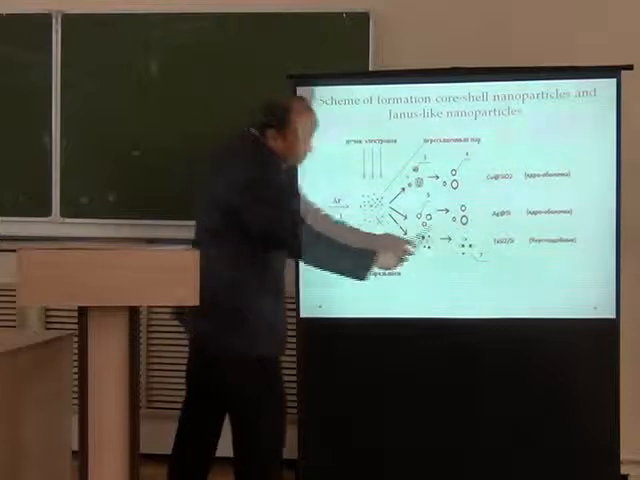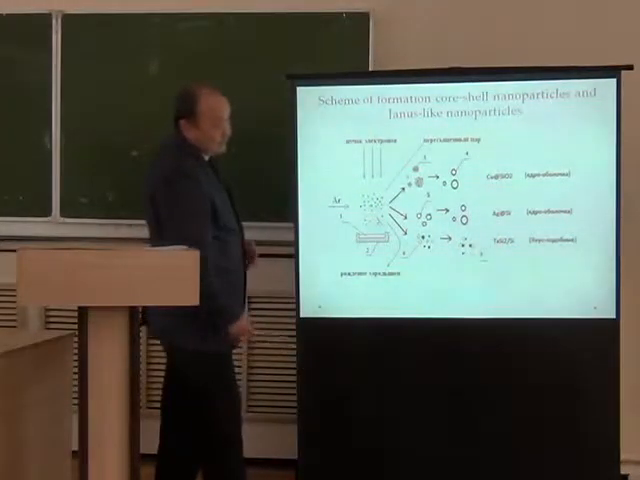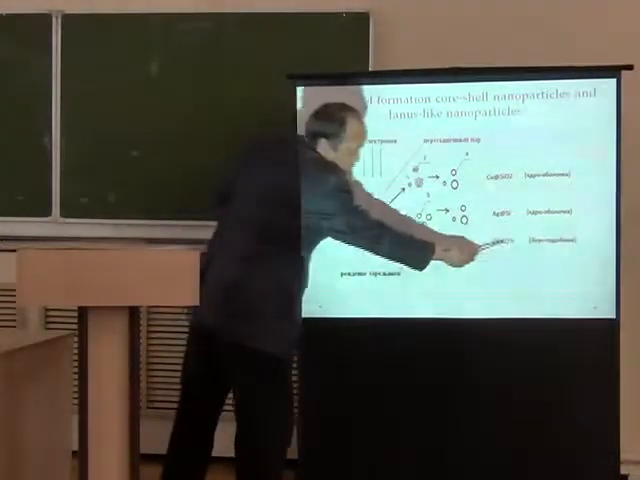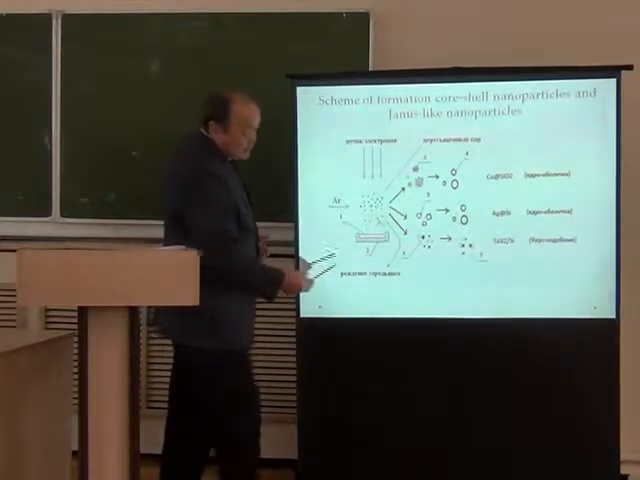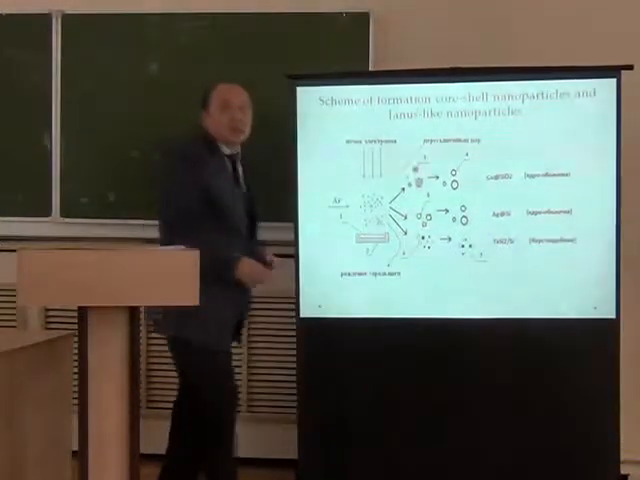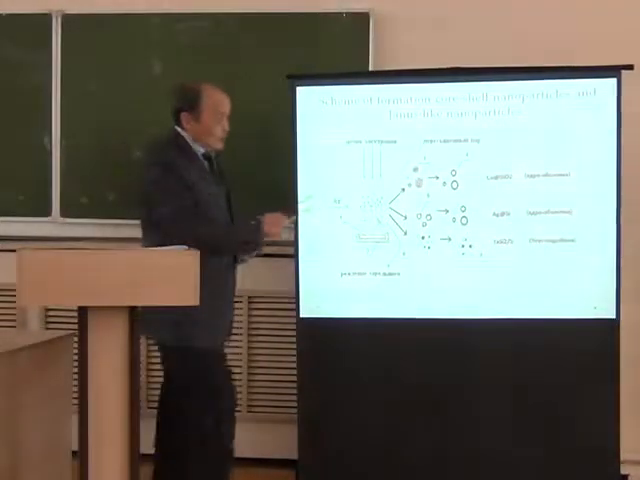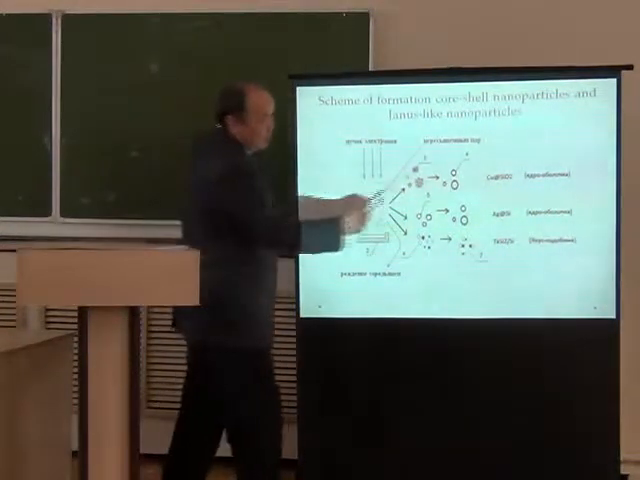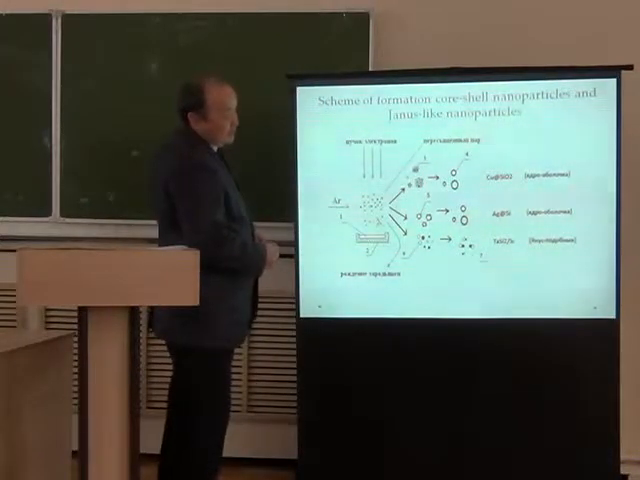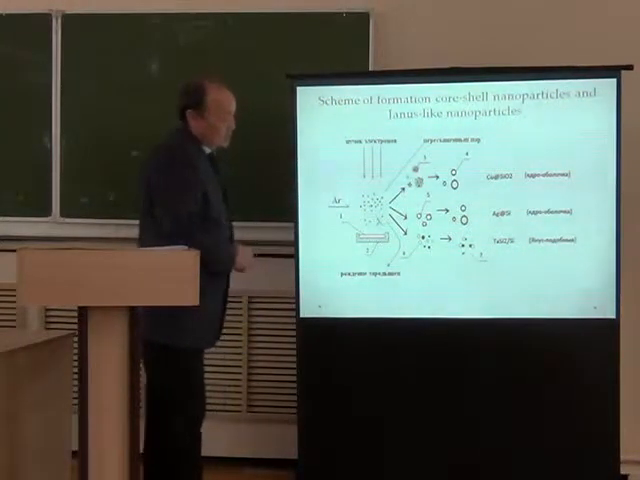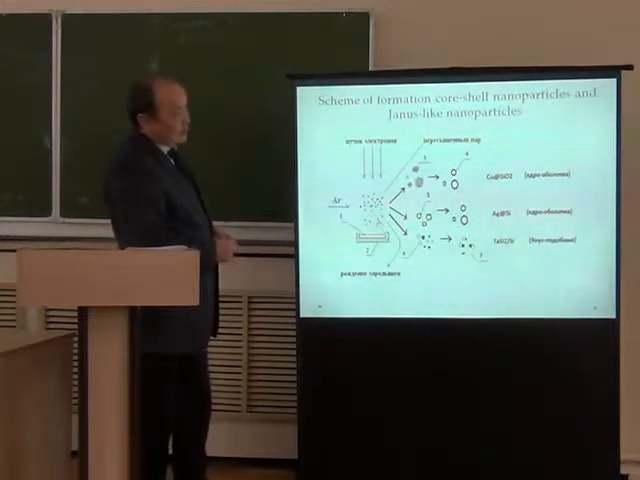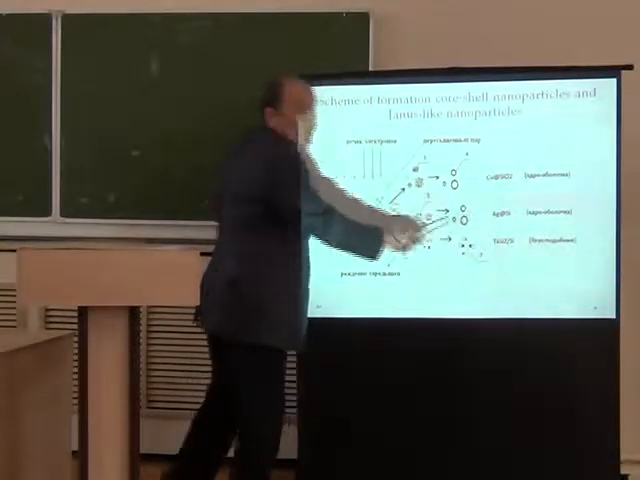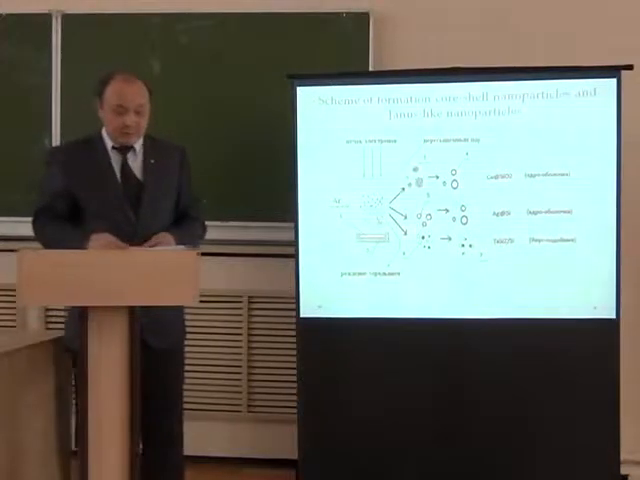If tantalum forms a chemical compound with silicon, we can see a Janus-like nanoparticle. In this way, and in the second way, copper and silicon dioxide do not form a chemical composition, and we can see a core shell structure. Do you understand?